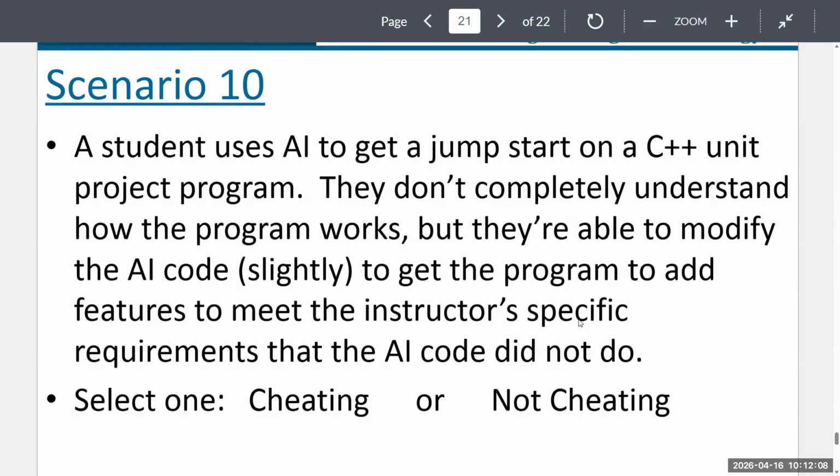A student uses AI to get a jump start on a C++ unit project program. They don't completely understand how the program works, but they're able to modify the AI code slightly to get the program to add features to meet the instructor's specific requirements that the AI code did not do. Well, again, you're going to have to ask the teacher how they feel about you using AI to begin with, first off. If you don't understand the program completely, you should not be asking the AI to write your program for you. Okay. Now you might be able to do some similar examples and use AI.